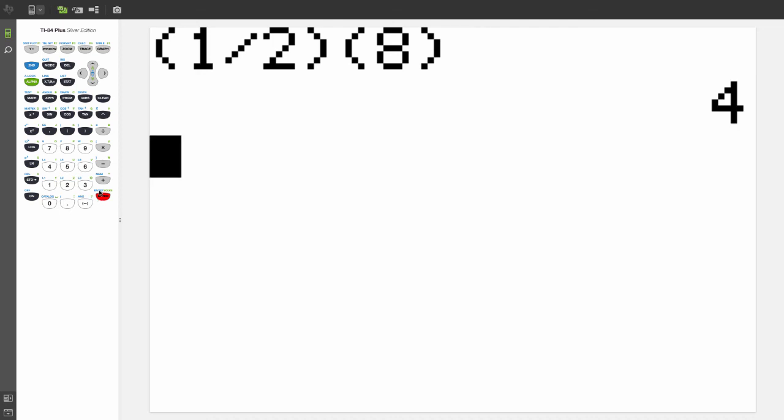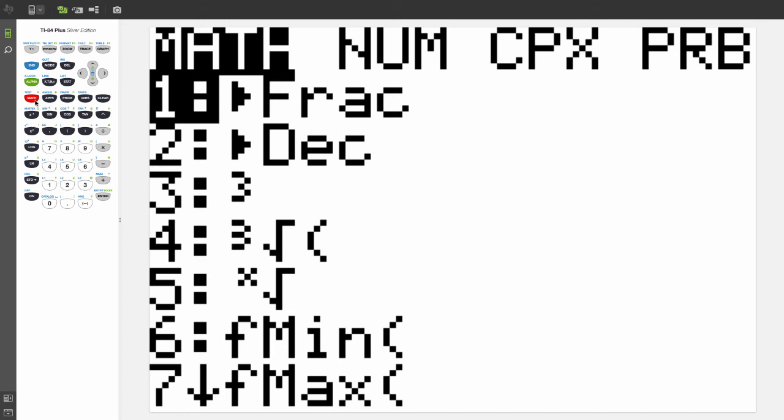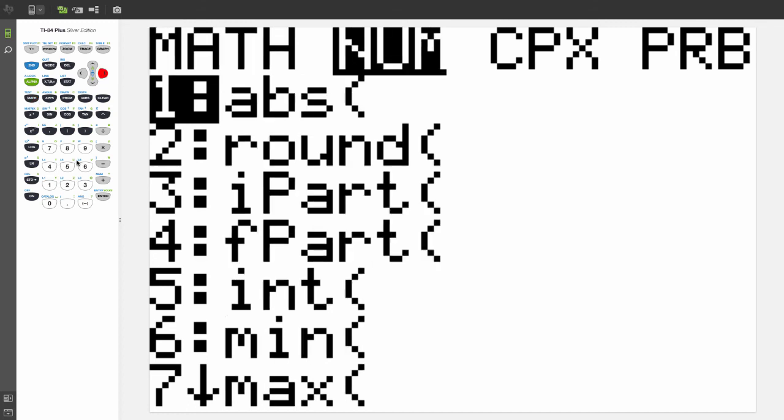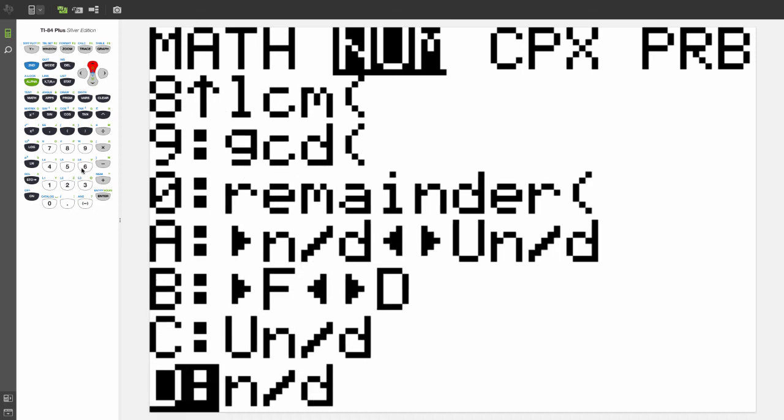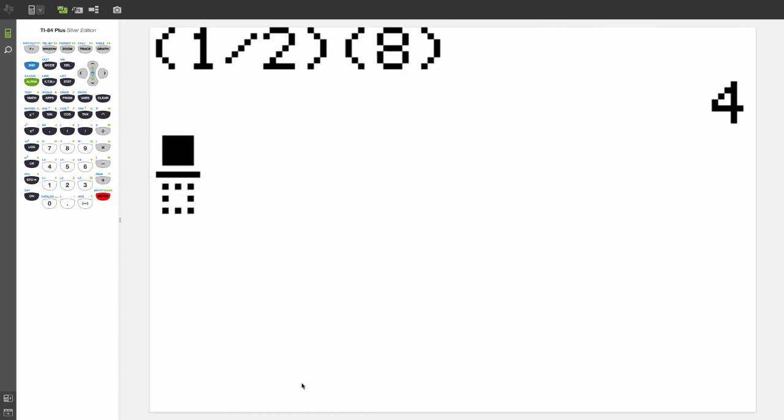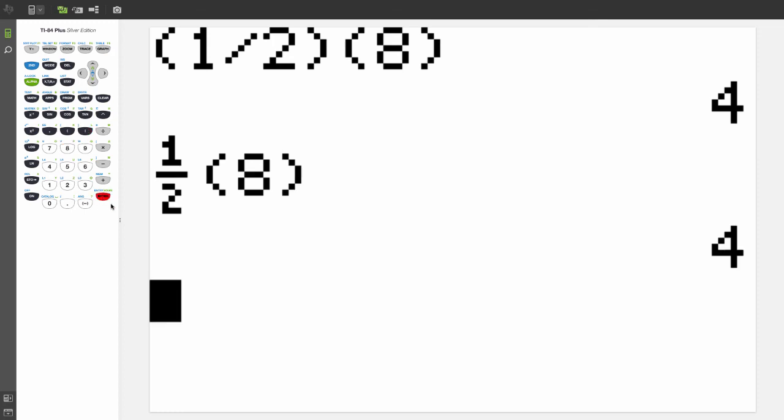By the way, I mentioned this to my class today. Do you know that you can get some really nice fraction action, so to speak, that looks more like a fraction? Just go to math, move over once to number, and then go up. You see this n over d? That means numerator over denominator. And look at this. This is fabulous. 1 over 2. Doesn't it look nicer that way? Nice. So anyway, just so you know, you can actually make this calculator give you nice looking fractions.